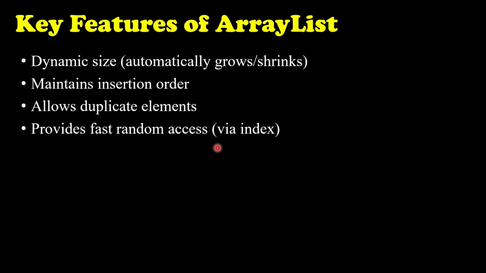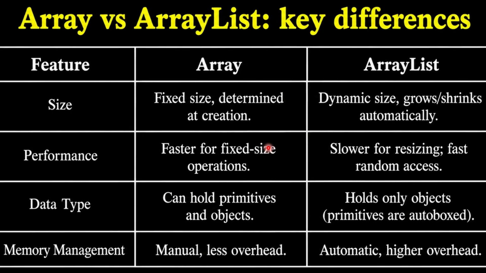ArrayList allows duplicate elements, because the same element can be stored a number of times. It provides fast random access via index. How do we access the ArrayList elements? Once the elements have been placed in the ArrayList, how do we access them randomly with the help of indexes? The time complexity is O(1).